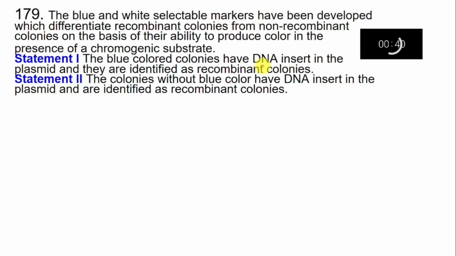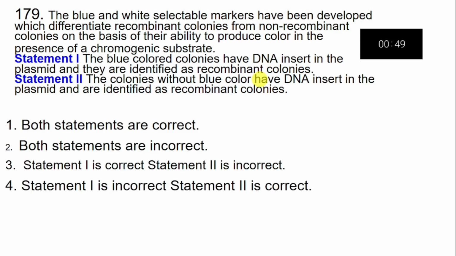Statement 1 is incorrect. The colonies without blue color have DNA insert in the plasmid and are identified as recombinant colonies, correct. So 1 is incorrect and 2 is correct. Option number 4. And now we have the last question.